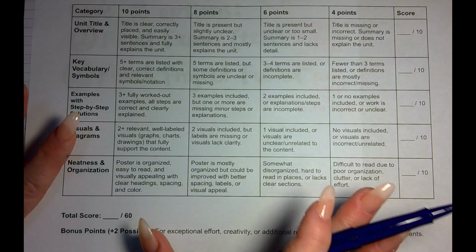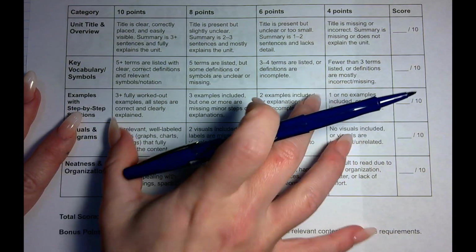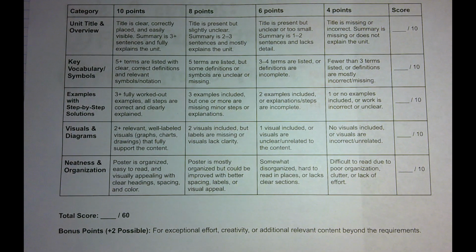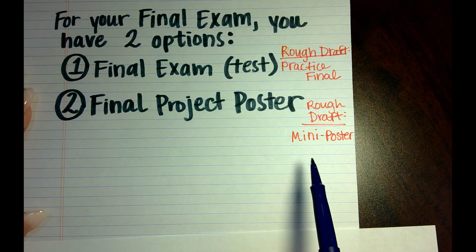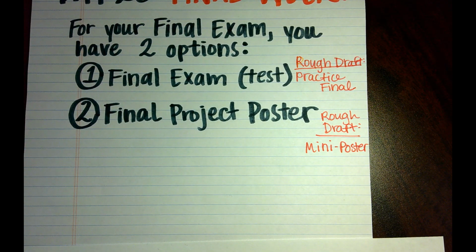So if you choose to do a poster, instead of turning in a practice final, like you will if you do the written final, you will be turning in a rough draft, which would basically be a miniature version of what you want your poster to look like. You would just write it out on a smaller piece of paper, and you could show it to me, and I could give you the okay that, all right, that looks good. Now you can work on your big poster.